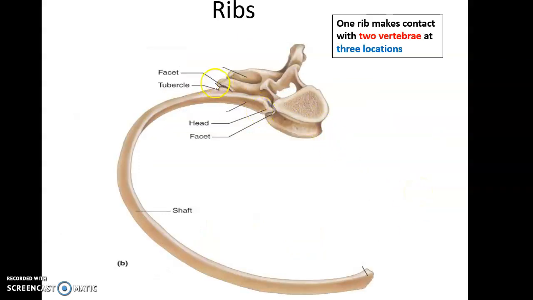Here is a rib attaching to a vertebra. You can see how it has 1, 2, and when the second vertebra shows up, 3 places where it attaches to the vertebrae. So one rib makes contact with the vertebra, this one and the one above it, at 3 locations: 1, 2, 3. And that is it for this part.